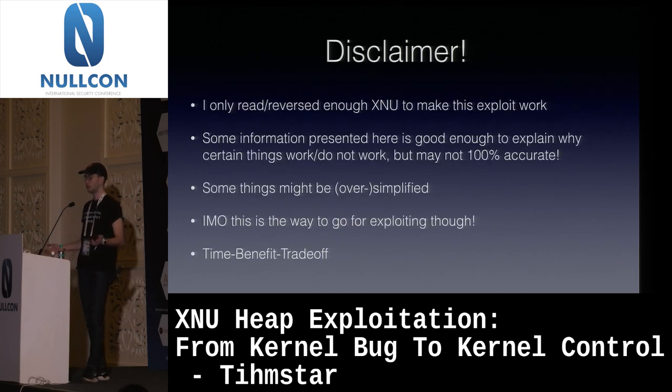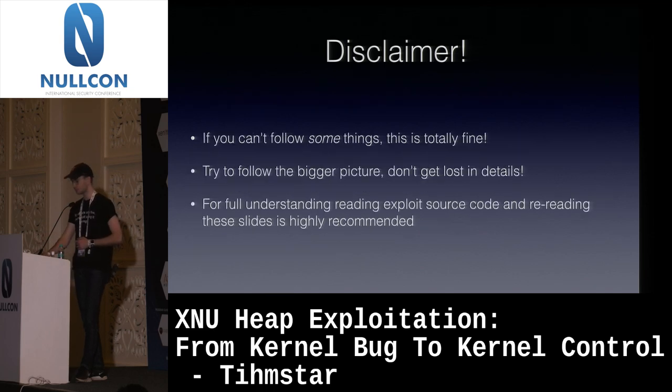I only reversed XNU enough to make this exploit work. So some information presented here is good enough to explain why it works, but it may not be 100% accurate, in terms of it may work slightly differently, but this simplification is good enough. Some things might be oversimplified, so keep that in mind. But in my opinion, this is the way to go for exploitation. It's a time-benefit trade-off. If you make an assumption that this could work that way, then you test that it works. It doesn't really matter if it actually works like that, but if you got your stuff to work, that's good.